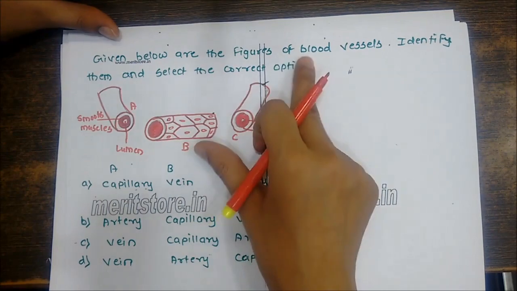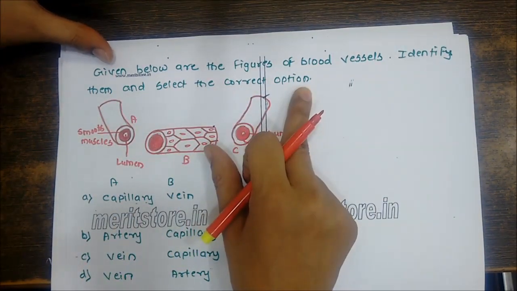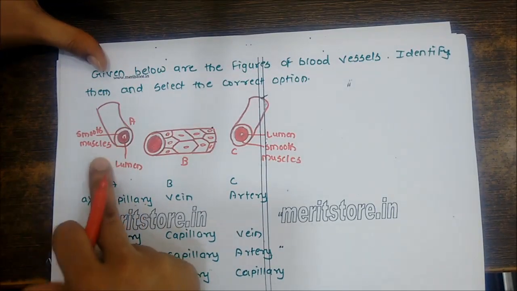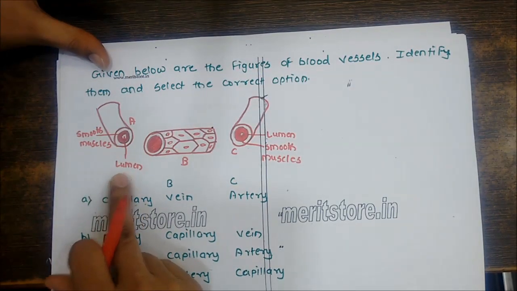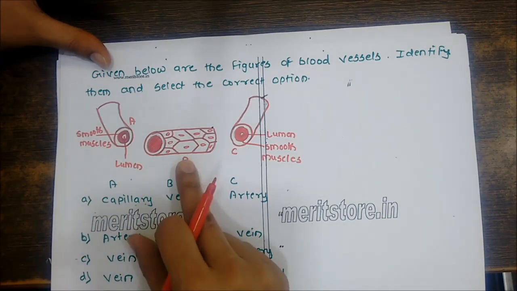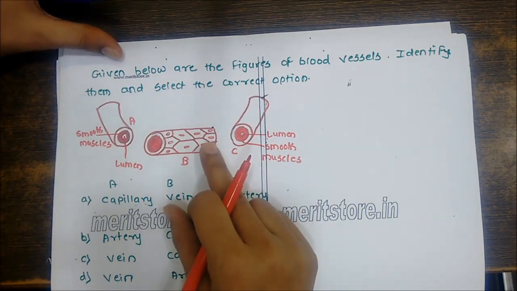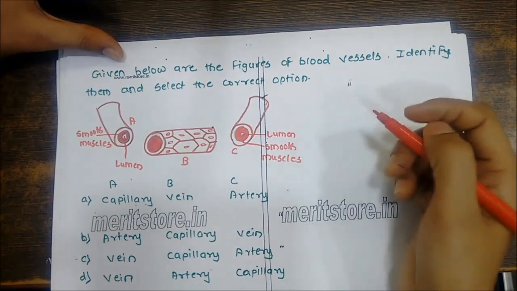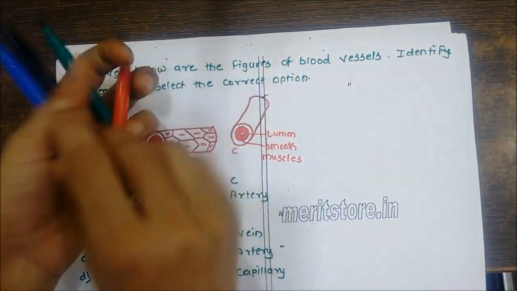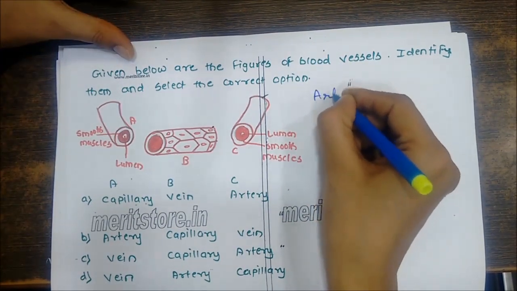Given below are the figures of blood vessels. Identify them and select the correct option. This figure has the smooth muscle and lumen, and B is not having any lumen, and C is lumen. Actually, this diagram is not correct. Okay, we'll explain it. The structure of arteries.